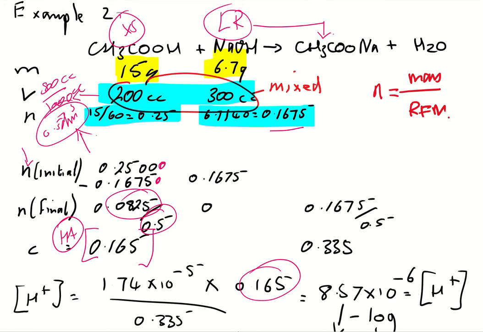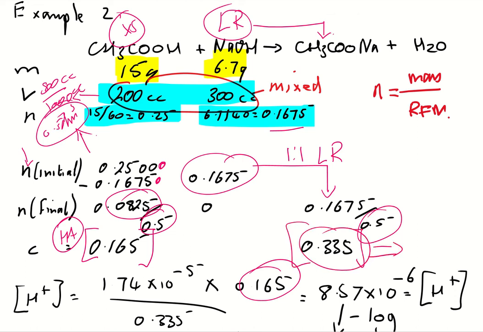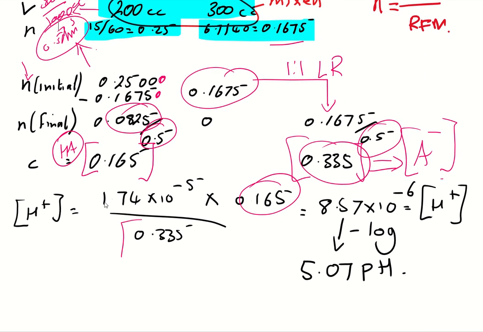Okay, I go and deal with my salt now. So the moles of salt that will be made, because they are in a 1-to-1 ratio and the alkali is my limiting reactant, it'll be the same as the alkali. Again, I have my 0.5 to get that into concentration. Gives me a concentration for the A minus, the salt, as 0.0335. I pop that into my equation down here. Okay, I get my hydrogen ion concentration of 8.57 times 10 to the minus 6 here. I take minus the log of that, and that gives me 5.07 as the pH. And again, that's within the reasonable parameters for a weak acidic buffer.